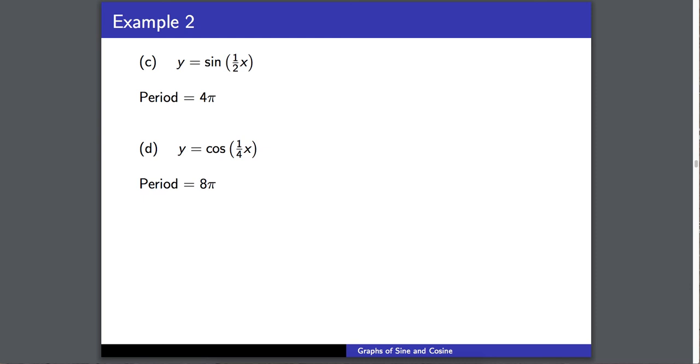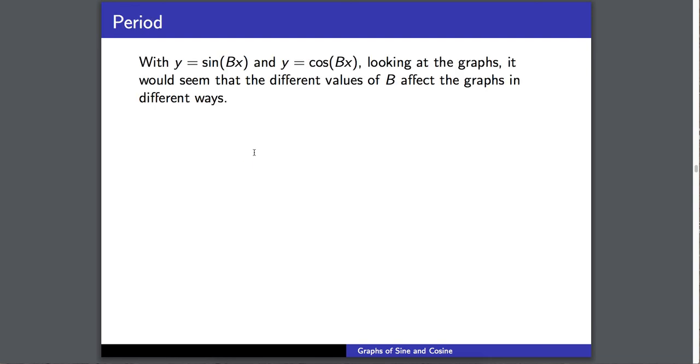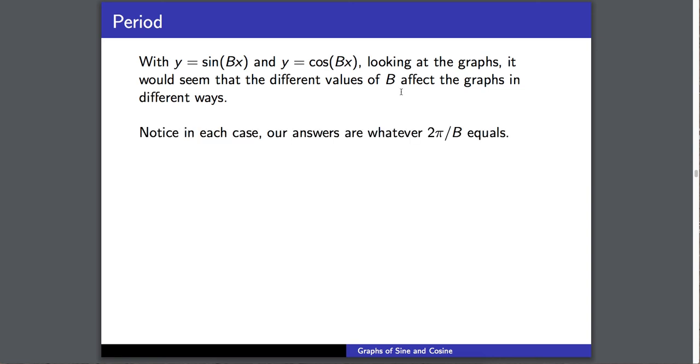So we probably don't want to graph every single time and find the maximum points or minimum points and then calculate it from there. So if we look at what we've seen, the value that we're multiplying our inputs by, like a half or a fourth or a 3, has an impact on what the period's going to be. And it would seem that the different values of b are going to affect the graph in different ways. So in each case, our final answer for the period was whatever 2 pi divided by b was.